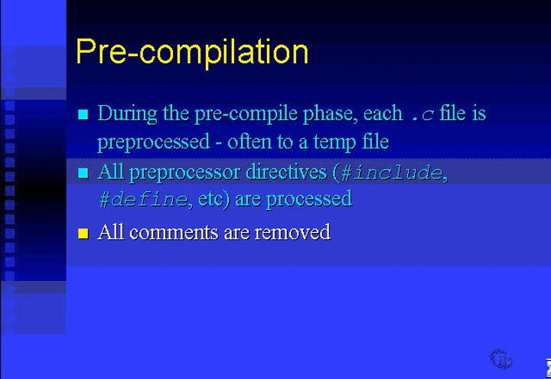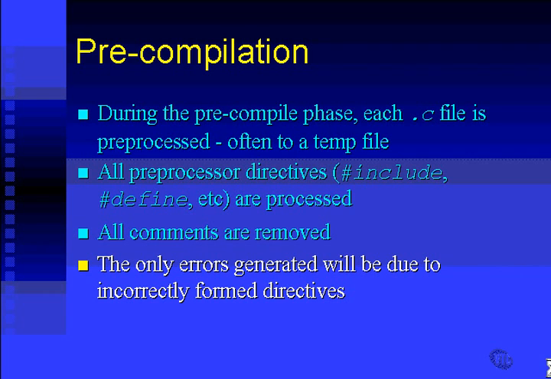Comments are removed. The only errors that you're ever going to get out of this are going to be due to incorrectly formed directives. For example, macros. You might have a macro that requires 2 parameters and you may only give it 1 parameter somewhere in the code. You're going to get an error message because of that. You will not get many errors out of the pre-compilation phase. There's very few things that can go wrong. Another example might be you might have a hash if-def that doesn't have a hash end-if. Or you might have a comment that doesn't have a closing comment. These are pretty much the only sorts of errors that you're ever going to get out of the pre-compilation phase.